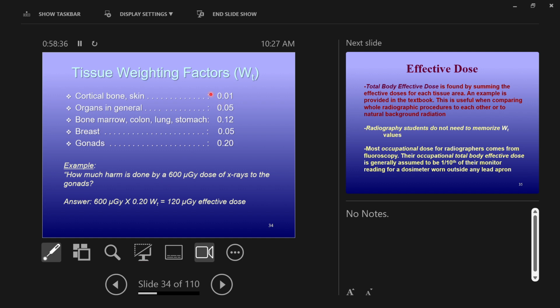Now, notice these are all smaller than 1, okay? So whatever the exposure was, whatever the absorbed dose was in gray, when you calculate this out and get the answer, by the way, I actually have to, real quick here, let me pause this.